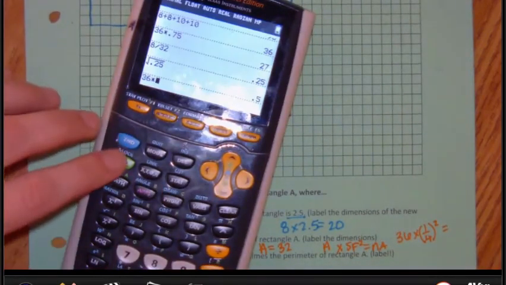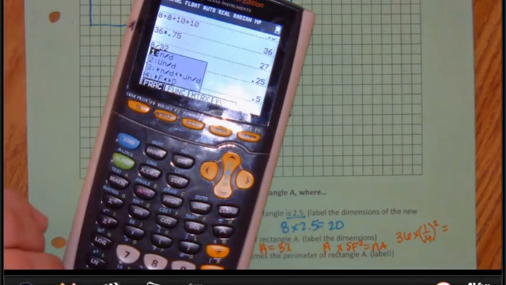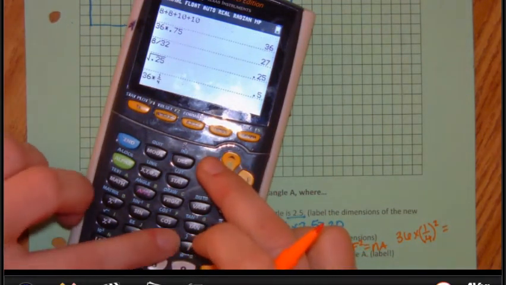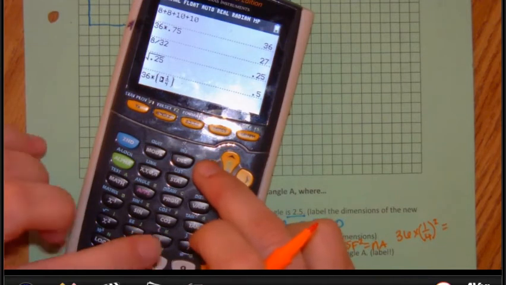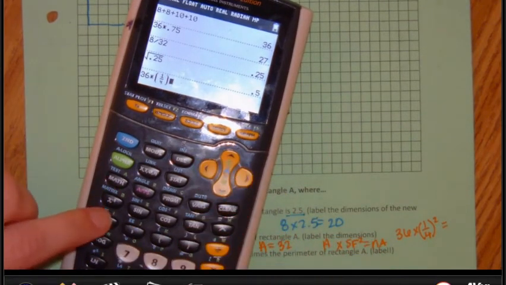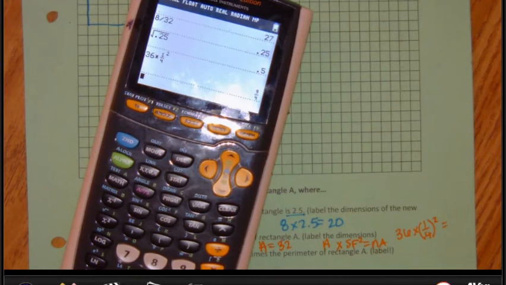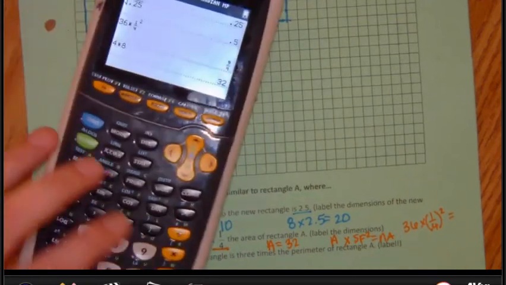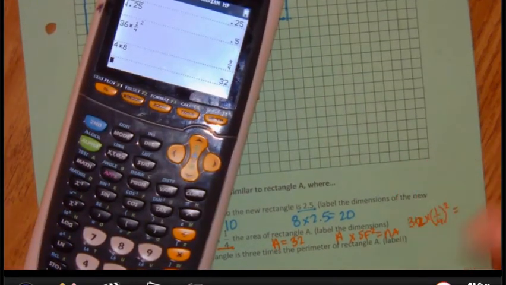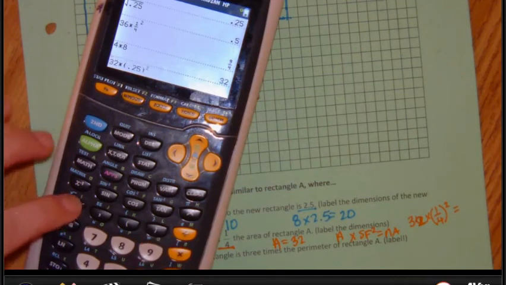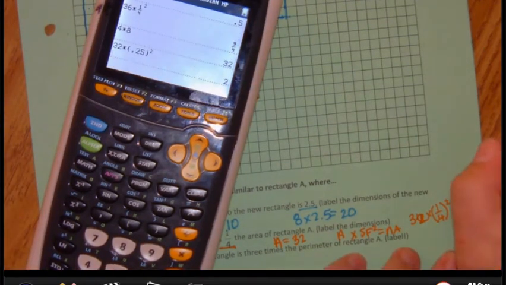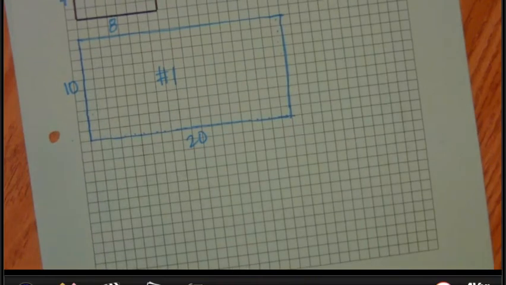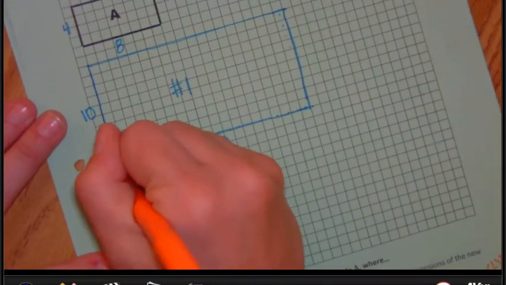Actually, did I do that right? No, hang on. 4 times 8 is not 36, it's 32. I did the wrong number. So 32 times 0.25 squared, and you guys should get 2. I wrote down the wrong number. So I need to create a rectangle that has an area of 2.